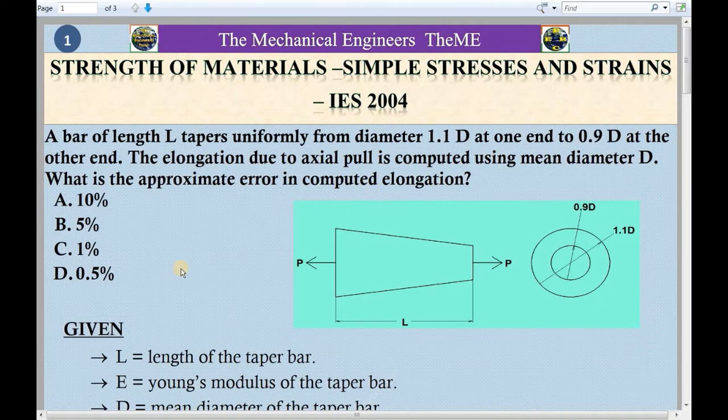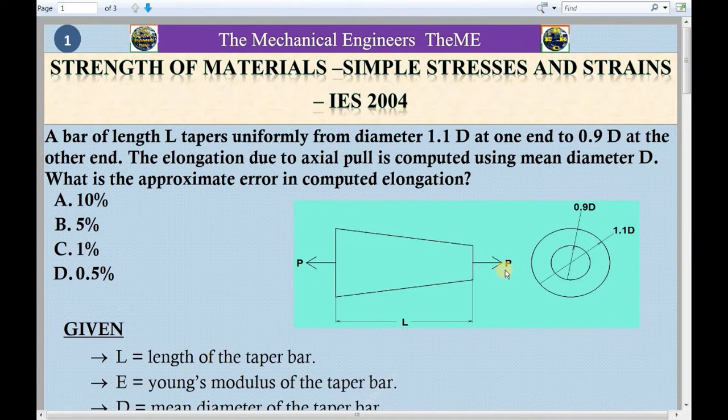Now I will analyze the question. There is a uniformly tapered bar. The length of the tapered bar is L. The mean diameter of the tapered bar is D. The bigger end diameter of the tapered bar is 1.1 D, which means 1.1 times the mean diameter of the tapered bar. The smaller end diameter of the tapered bar is 0.9 D, which means 0.9 times the mean diameter of the tapered bar. The load applied on the tapered bar is P.